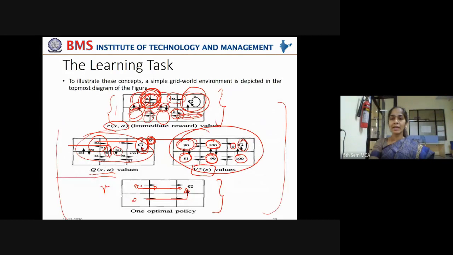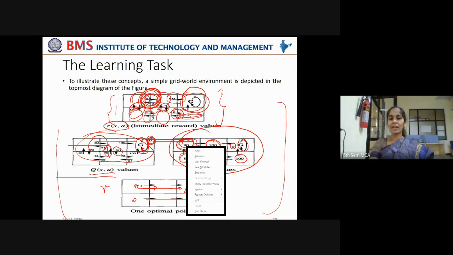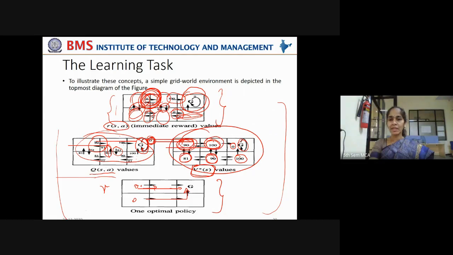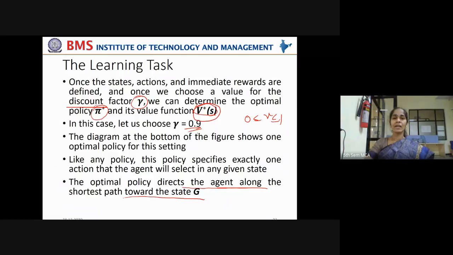This state will indicate the maximum number of rewards that can be accumulated, that is V star of S. Now moving from this particular state to the next state, it can accumulate reward points 90. But moving from this state to the next state, it will accumulate reward points 100. Why? Because that is the final goal state. That is how V star values are calculated.